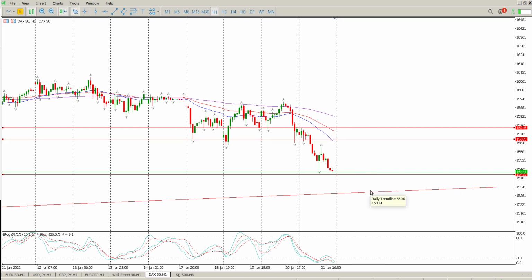So don't expect fireworks at the moment. We've got the Feds talking, so we're going to wait for the noise, let me put it that way, before we make any aggressive moves. But at the moment, we need to recapture some structure before looking for longs. Until that happens, we go with the trend.